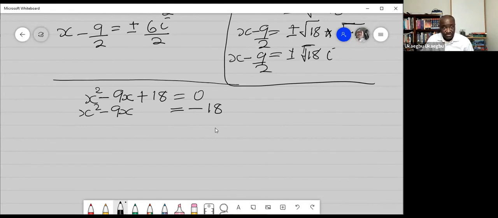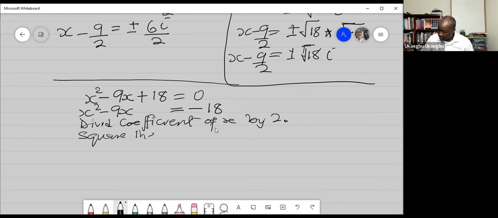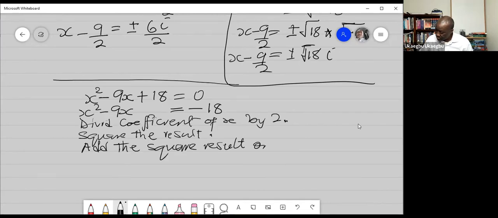Okay, so now the rule is: divide the coefficient of x by 2, then square the result, then add the squared result on both sides. That's the rule from this point. So I'm going to do exactly what I wrote.